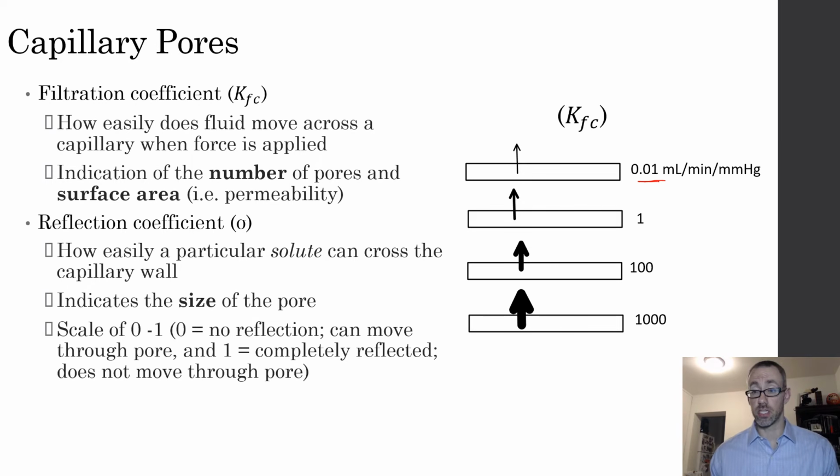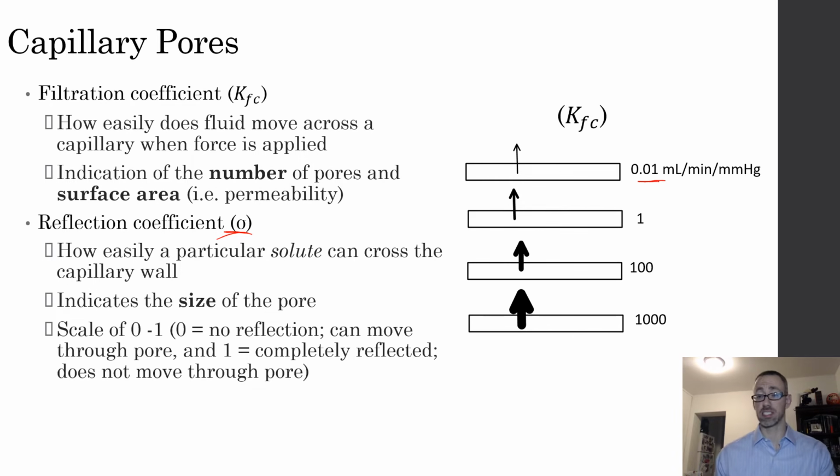Now the sigma, which I showed you in the previous slide, is a modifier for the oncotic pressure. What this really means is that it takes into account particular solutes and how easily they can cross the capillary wall.